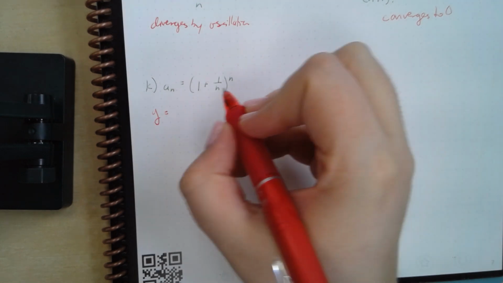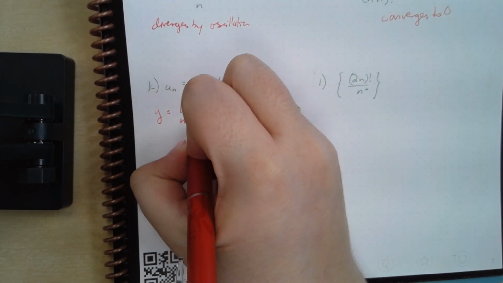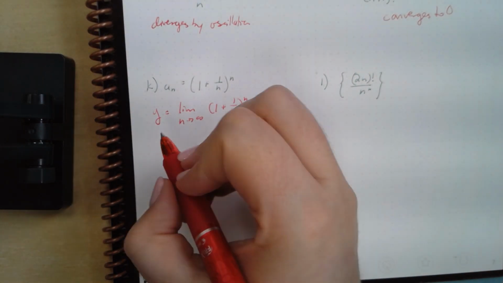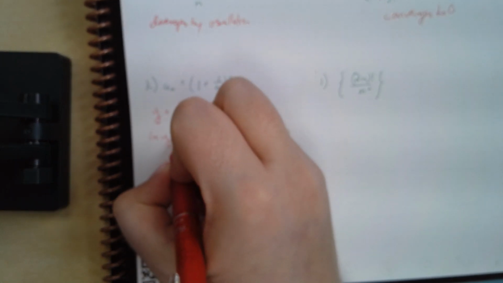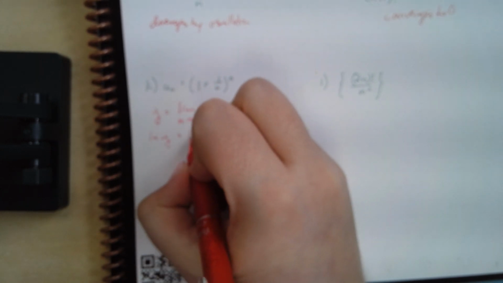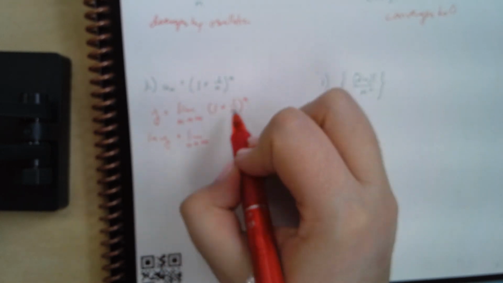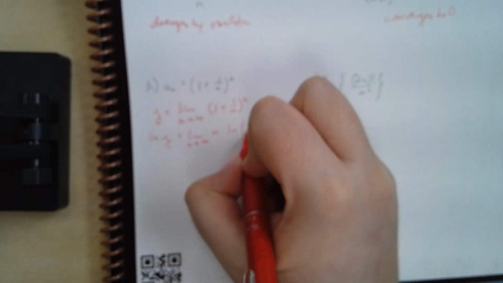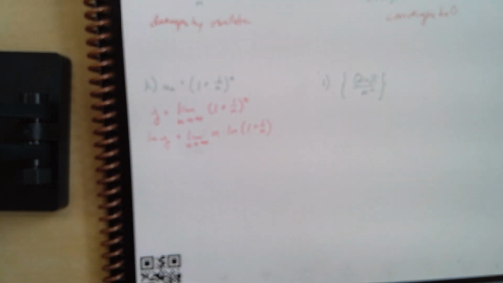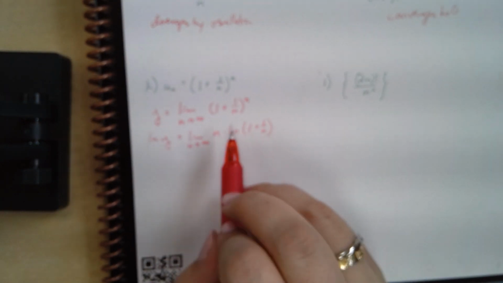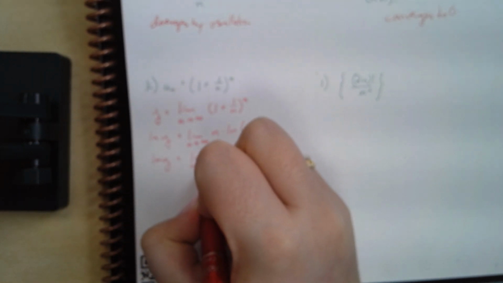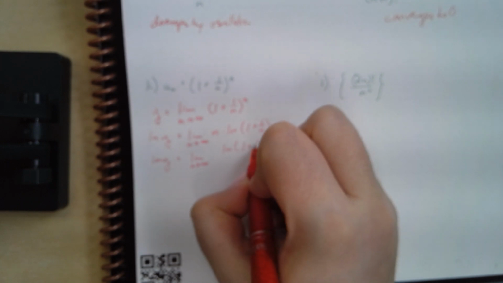So let's actually do it this way. We have y is equal to the limit as n approaches infinity of 1 plus 1 over n to the n. And if I take my ln, so I've got the ln of y is equal to the limit as n approaches infinity. Now, this n I can pull out front here of n times the natural log of 1 plus 1 over n. Okay, so now this is still an indeterminate form, I can still rewrite that. So the ln of y is equal to the limit as n approaches infinity of the natural log of 1 plus 1 over n to the negative 1.